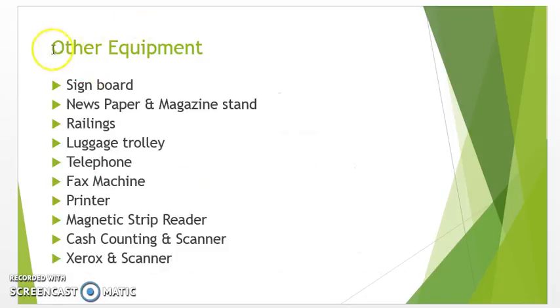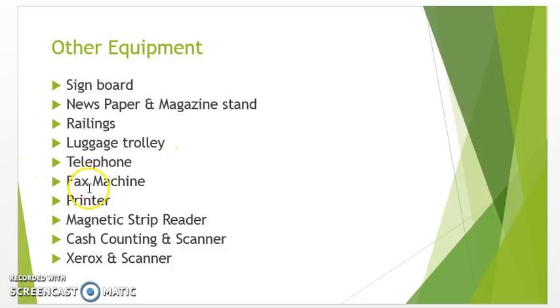Other equipment is signboard, newspaper and magazine stand, railings, luggage trolley used by the bell desk, telephone, fax machine, printer, magnetic strip reader, cash counting machine and scanner, Xerox and scanner. As you can understand, what are these things used for? Signboard for the guests' help. If any function is going on in the banquet, the signboard may help. Newspaper and magazine stand is a must at the front desk. Railings are generally used for the cashier, so that there is not too much crowd. Luggage trolley used by the bell desk.